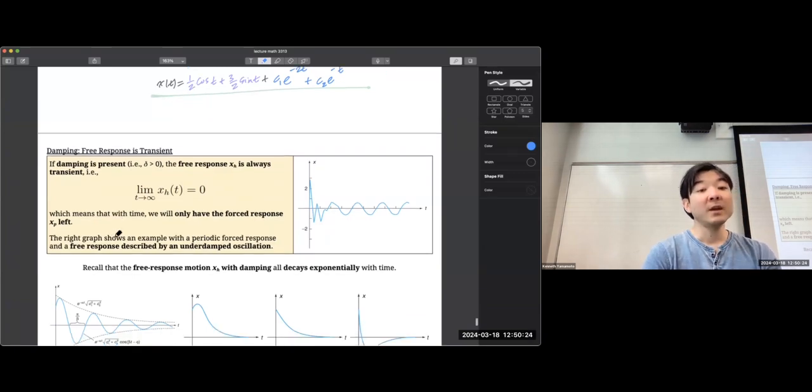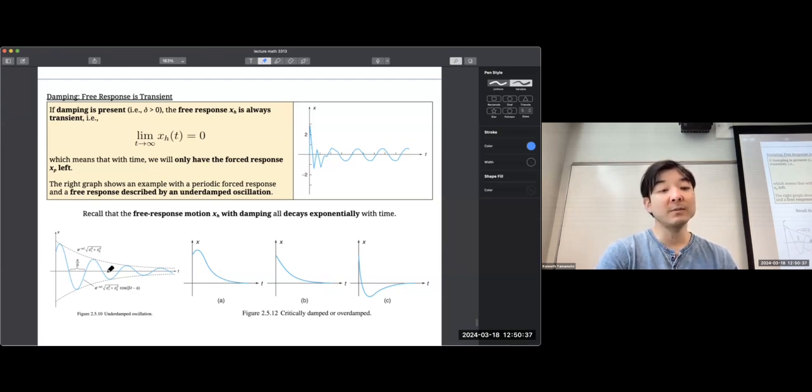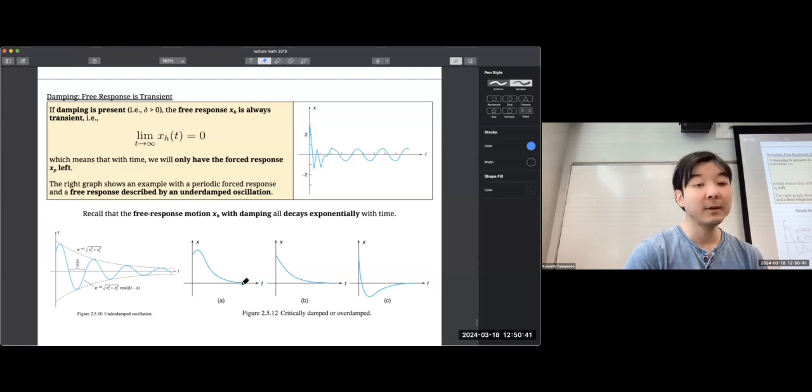And so that's why, if you're looking for the long-term behavior of a system that's damped, it'll just be the particular solution over time. All your other, your free response, whether it's critically or overdamped, you can see from these graphs that they get damped away.